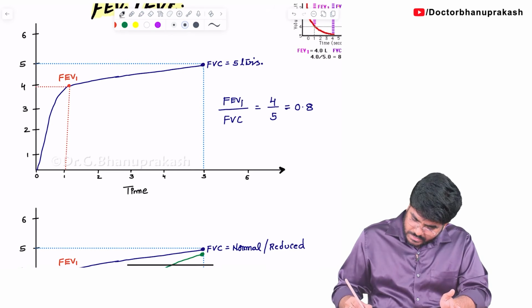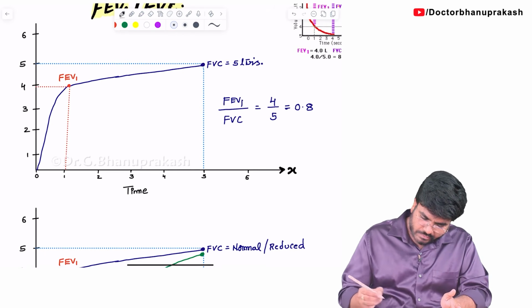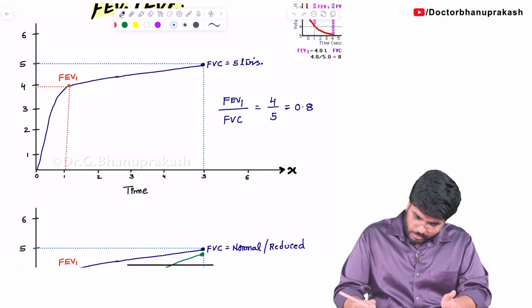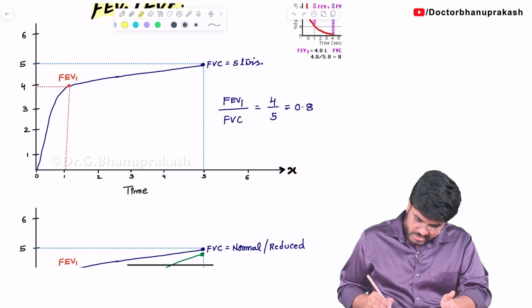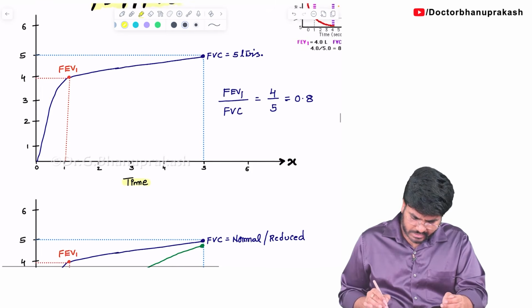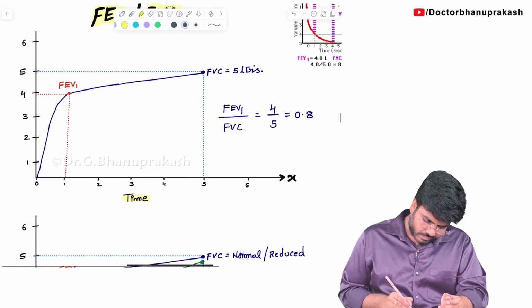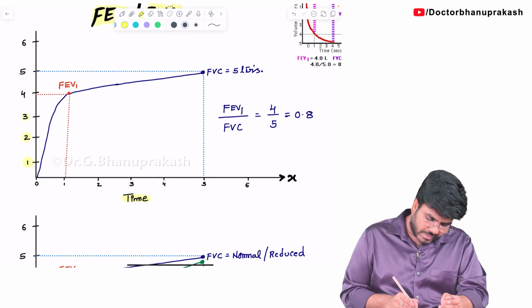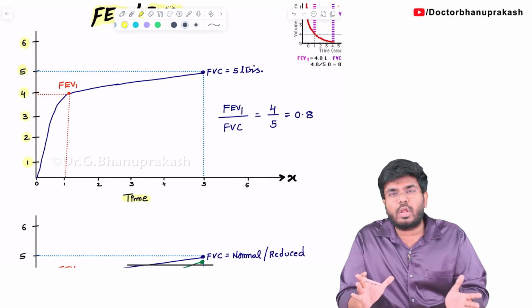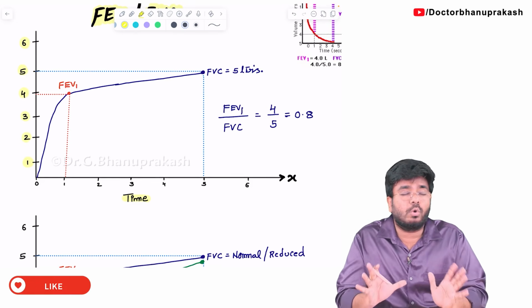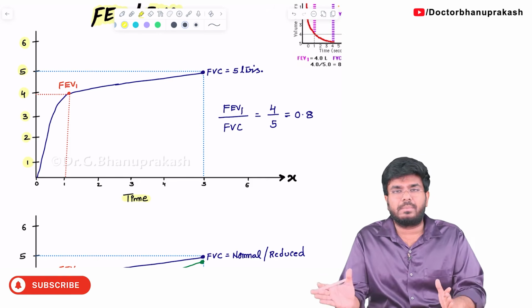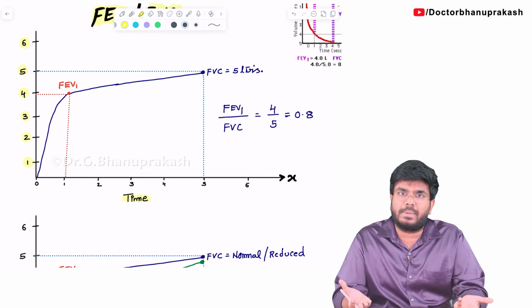Guys, what is given on the x-axis? Always the golden rule: first check what is given on the x-axis. On the x-axis we are talking about the time component, time in seconds: 1 second, 2, 3, 4, 5, 6, 7. On the y-axis we are talking about how many liters of air is coming out: 1 liter, 2 liters, 5 liters, 6 liters. So here we are talking only about the expiration, not the inspiration. Expiration versus time.